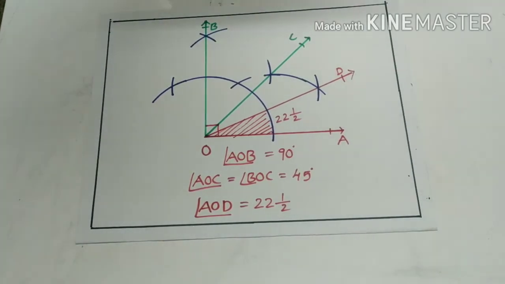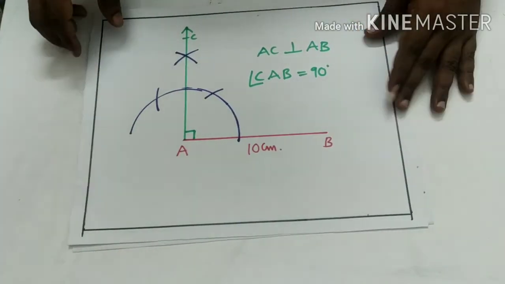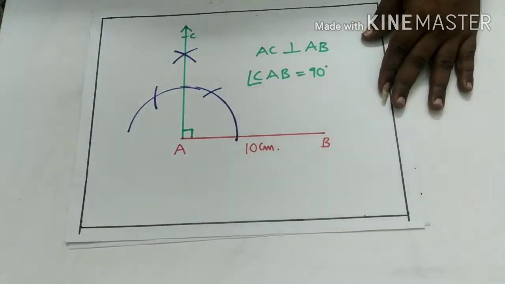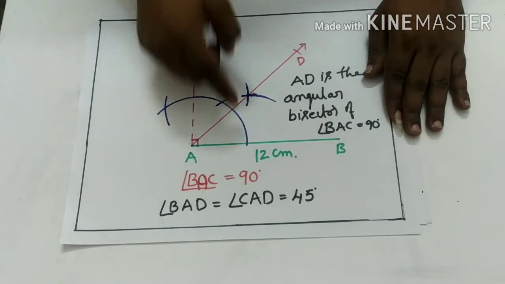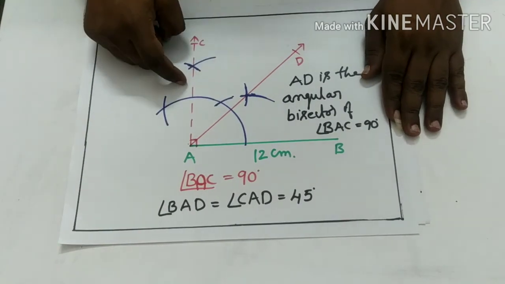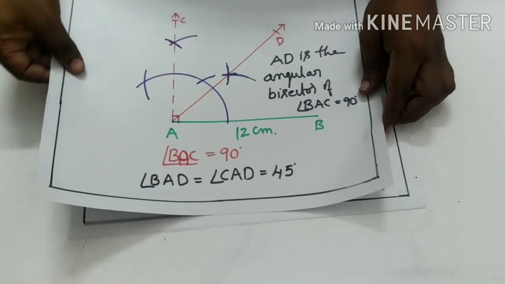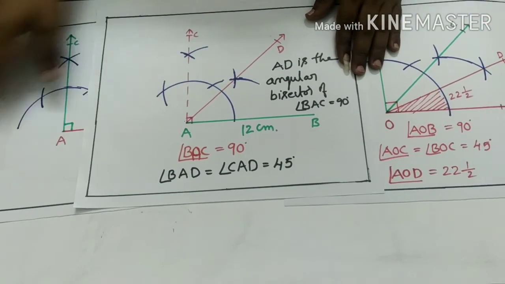Now let us discuss together 90 degrees, 45 degrees and 22 and a half degrees. This is 90 degrees where AC is perpendicular to AB. Then we have taken the 90 degrees line, divided into two equal parts, then we got 45 degrees, then finally we got 22 and a half degrees.